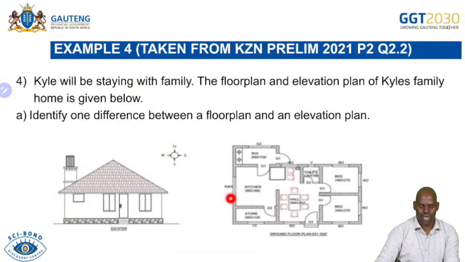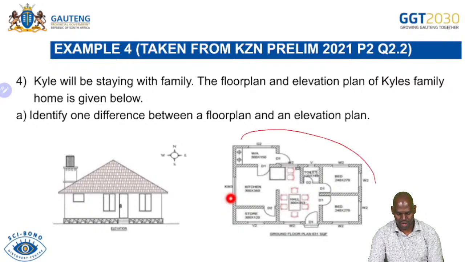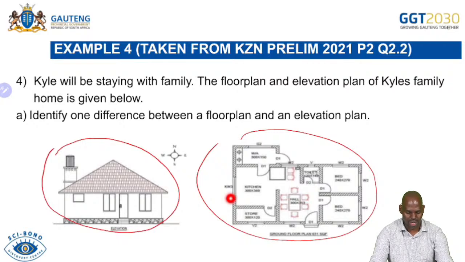Okay, and then the next example, which was taken from KZN Prelim 2021, paper 2, question 2.2. Kyle will be staying with family. The floor plan and elevation plan of Kyle's family home is given below. So there we've got the floor plan, and then we've got the elevation plan. Now it says identify one difference between a floor plan and an elevation plan.